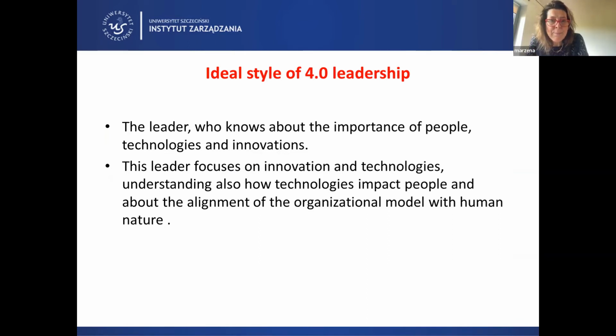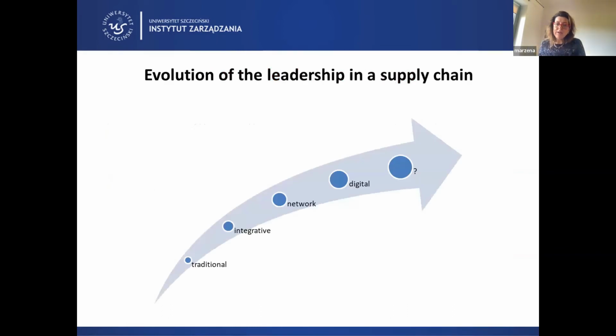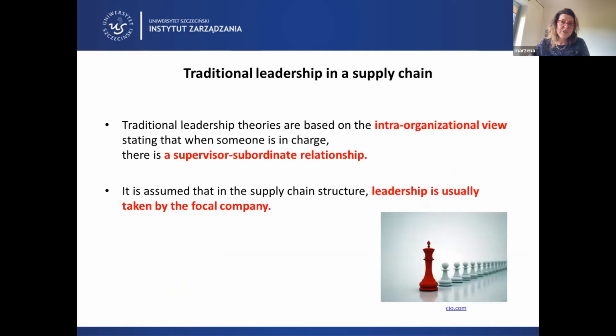And we may also show you or observe some changes in the evolution of leadership in the supply chain, within the collaboration of the company. So from this traditional leadership, when we had this focal company which dominated the whole supply chain, dominated other suppliers, collaboration, and so on, and we had this supervisor-subordinate relationship. So it's a very classic, yes.